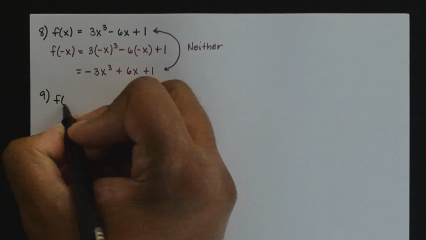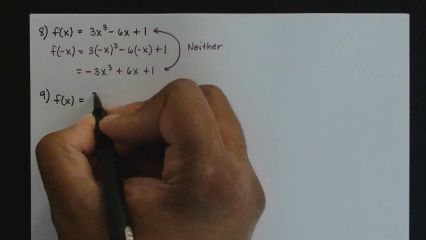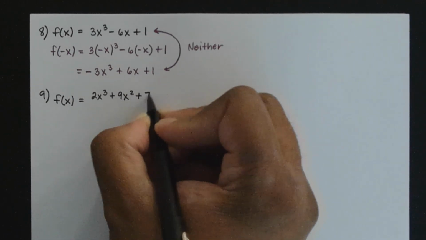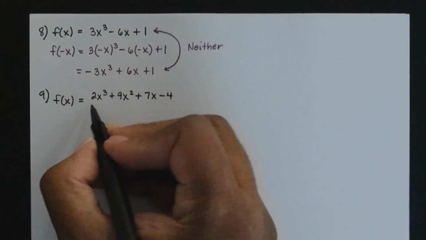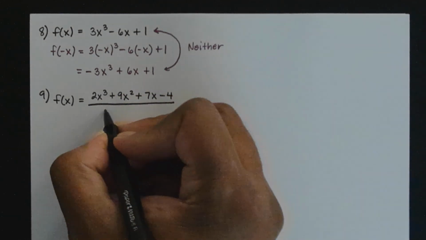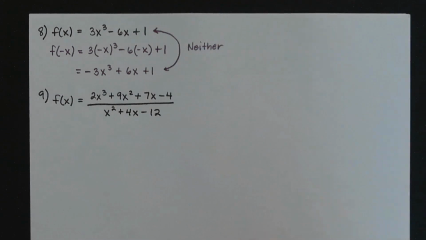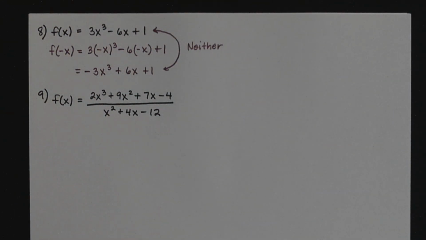So let's say we have this function f of x equals 2x cubed plus 9x squared plus 7x minus 4, divided by x squared plus 4x minus 12. And here I want to find the domain of this function. In this case, what type of function do I have here? A rational function. Those have a numerator and a denominator. I do have variables in the denominator.